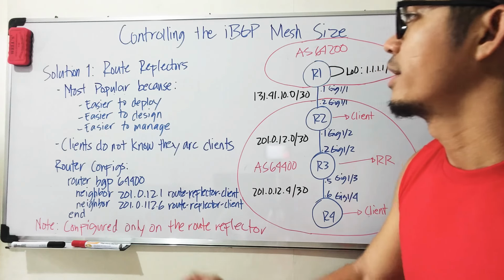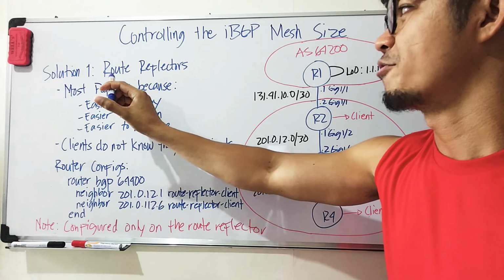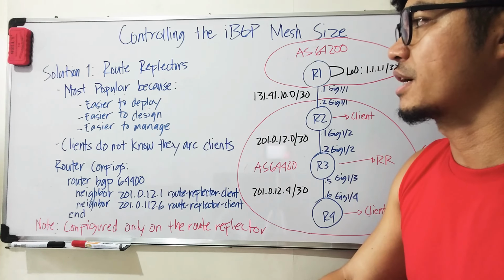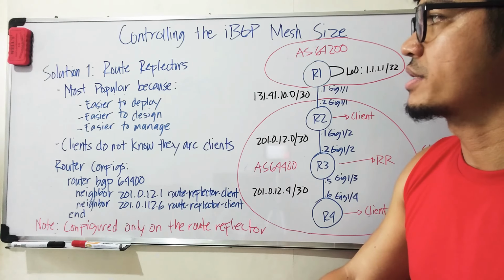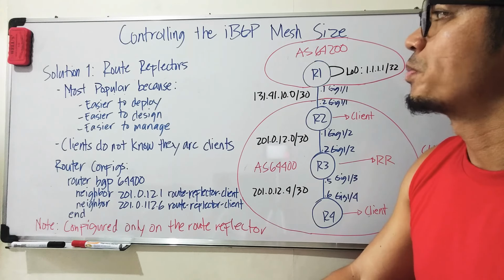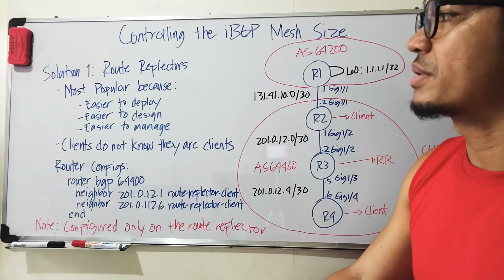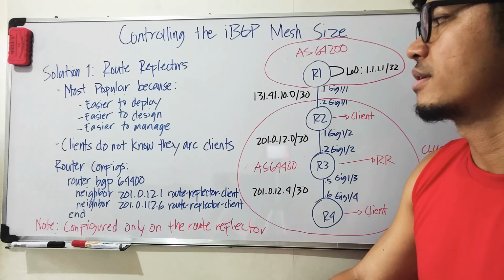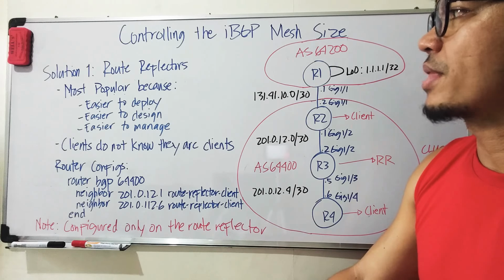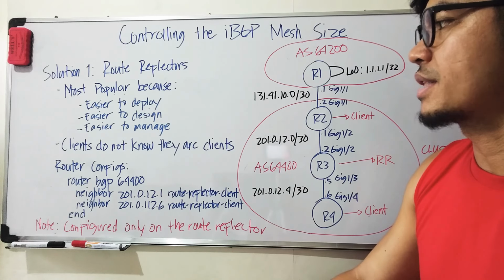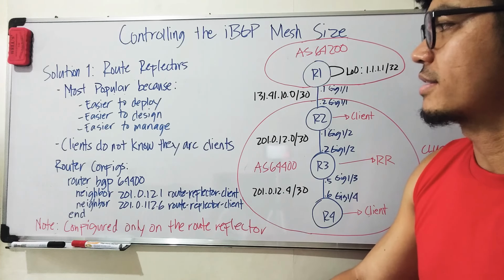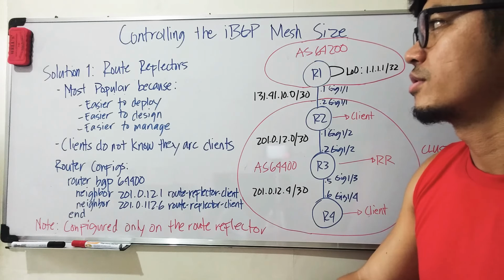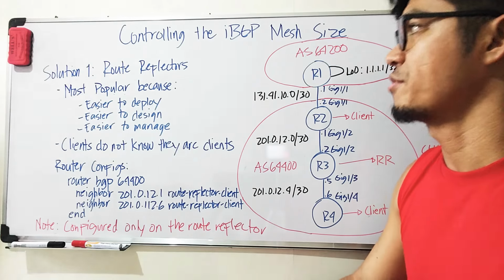So as you can see here, solution one is route reflectors. There is another solution which is confederations. I'm going to talk about that in a future video, but for now let's just talk about route reflectors. Route reflectors are the most popular because they are easier to deploy, easier to design, and easier to manage. The key concept that we really need to remember is that clients do not know that they are clients, and you would just need to configure the route reflectors. The configuration is only done on the route reflector itself.